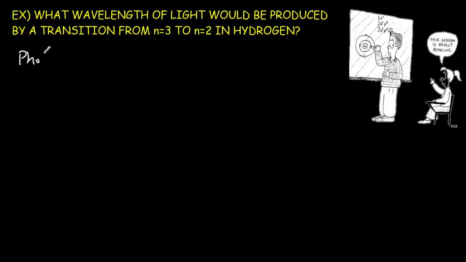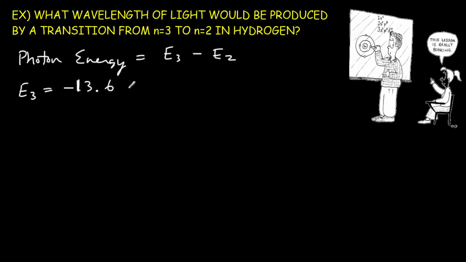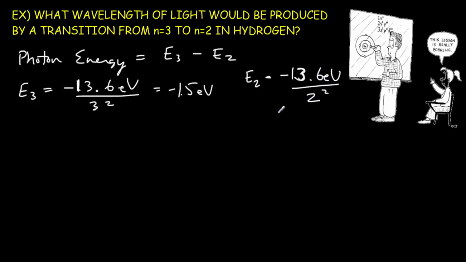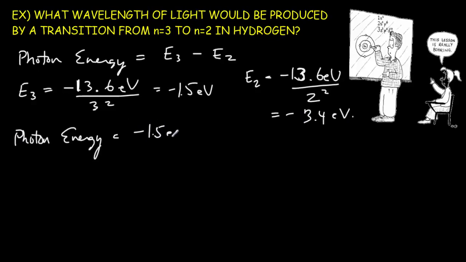So hopefully you started out by saying the photon energy has to equal the difference in the two energy levels. So our higher energy is 3 minus our lower energy level, which is 2. Let's work out what those values are. E3 is negative 13.6 eV divided by 3 squared, and that comes out to negative 1.5 eV. E2 would be equal to negative 13.6 eV divided by 2 squared, and that should come out to negative 3.4 eV. So our photon energy will be equal to negative 1.5 eV minus negative 3.4 eV.